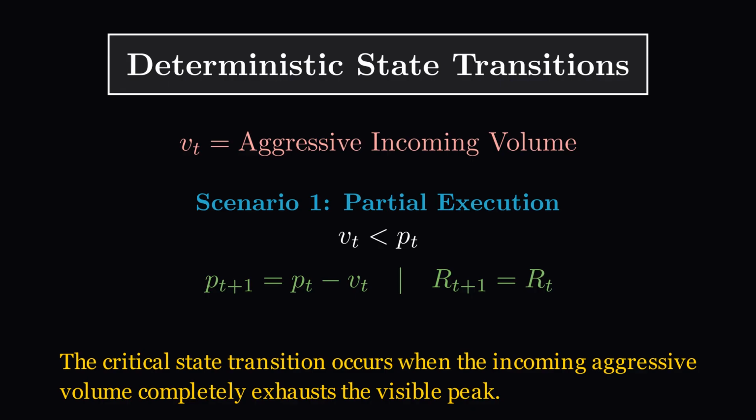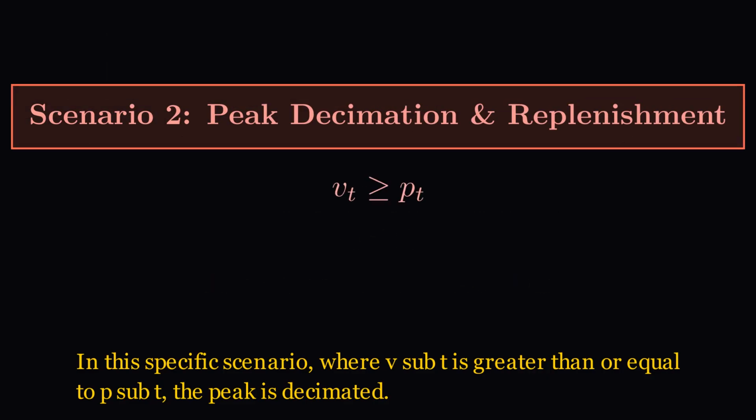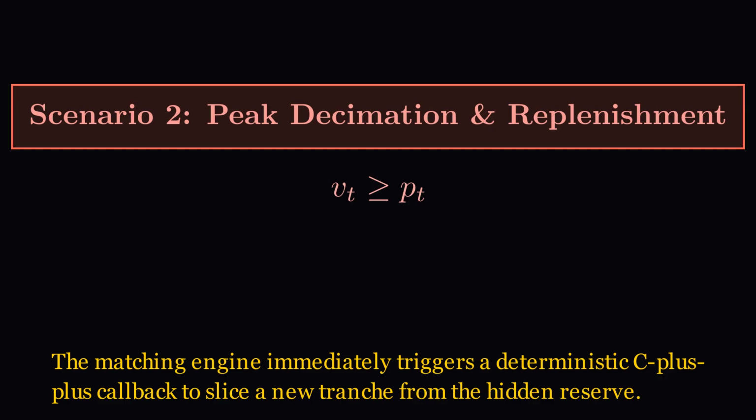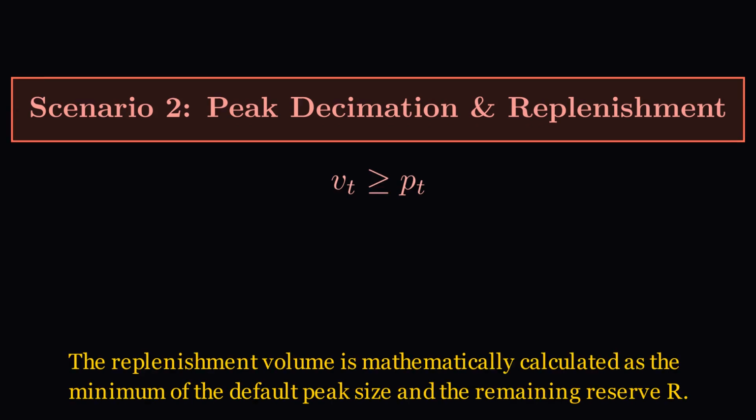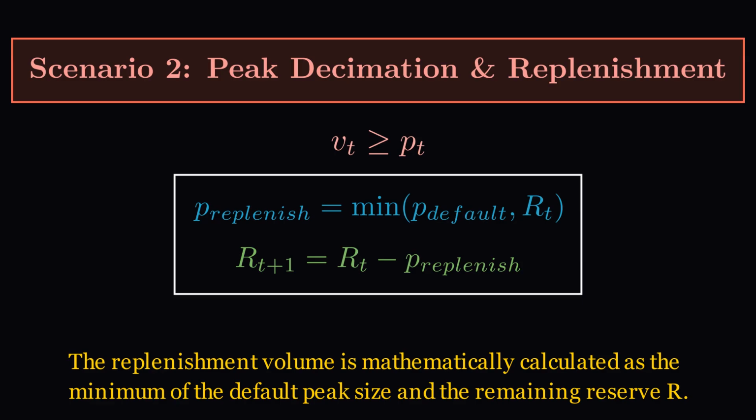The critical state transition occurs when the incoming aggressive volume completely exhausts the visible peak. In this specific scenario, where V sub t is greater than or equal to P sub t, the peak is decimated. The matching engine immediately triggers a deterministic C++ callback to slice a new tranche from the hidden reserve. The replenishment volume is mathematically calculated as the minimum of the default peak size and the remaining reserve R.